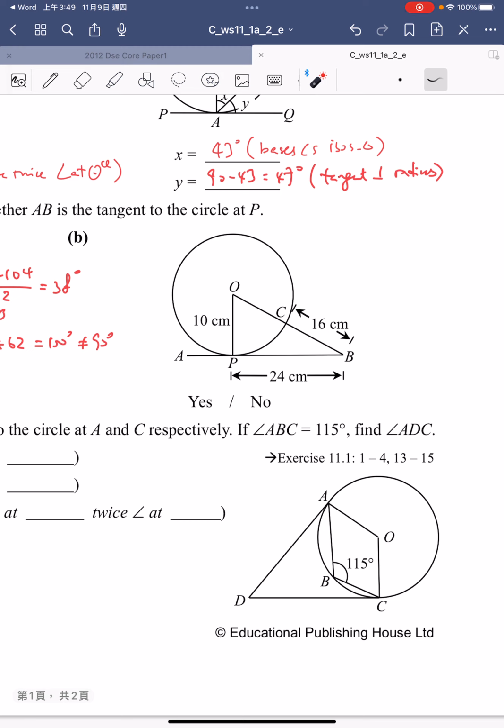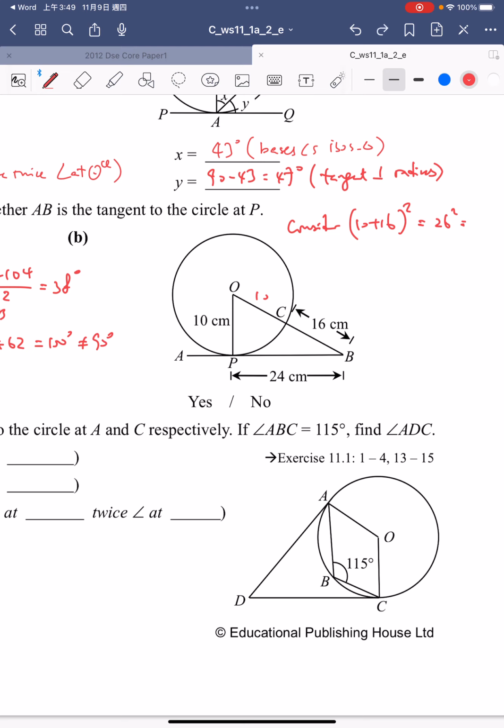Let's try question b as well. In this triangle, we can see whether AB is the tangent or not. It depends on whether it's a right angle. If this is a right angle, then OP squared plus PB squared is equal to OB squared. OB is equal to OC, where OC is the radius, so this is 10 as well. So we consider 10 plus 16, which is 26, squared.